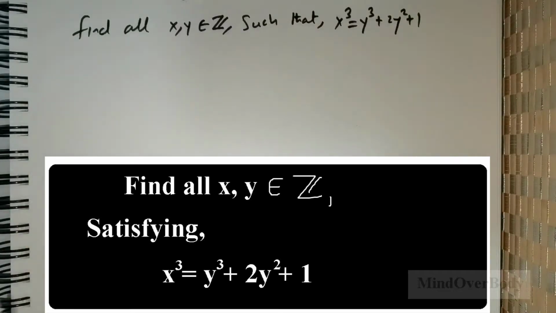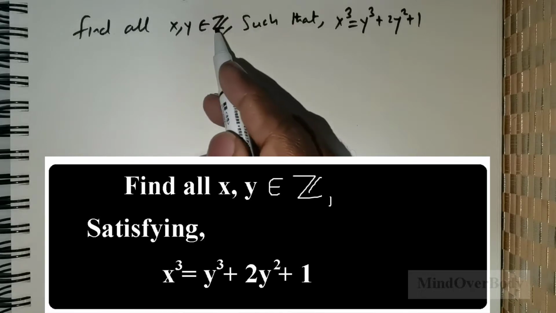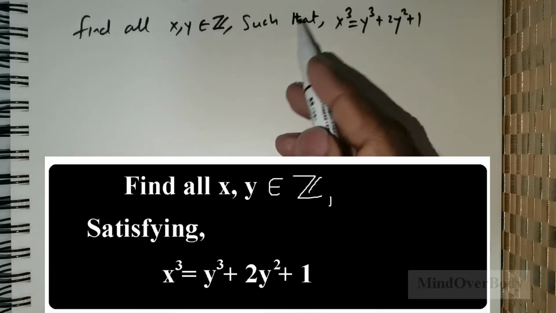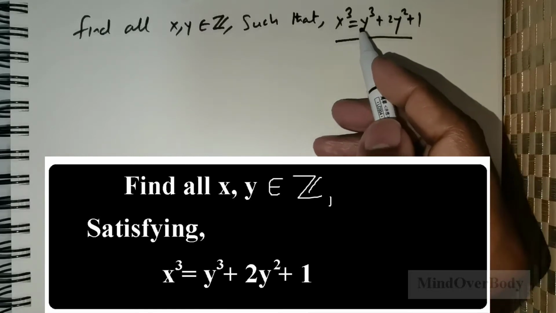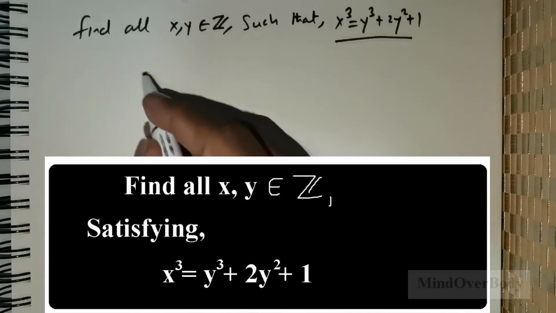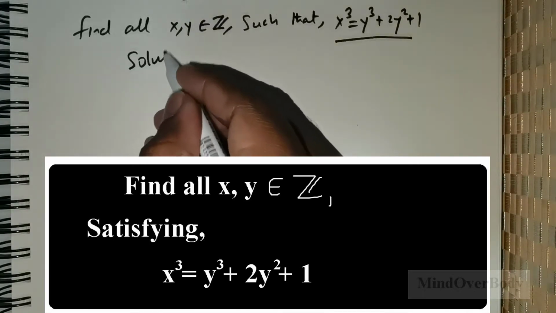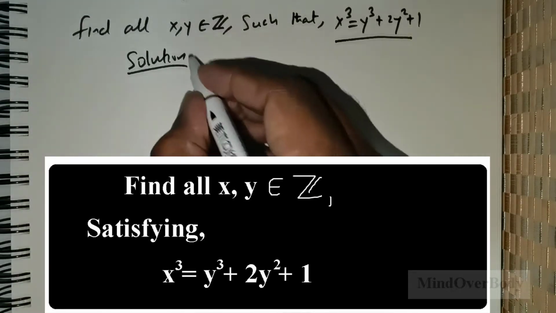Students, we are given this question: find all x and y that are elements of the integers and satisfy the equation x cubed is equal to y cubed plus 2y squared plus 1. So the solution for this question is obtained as follows.